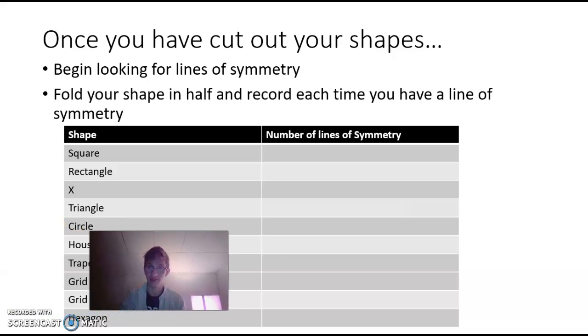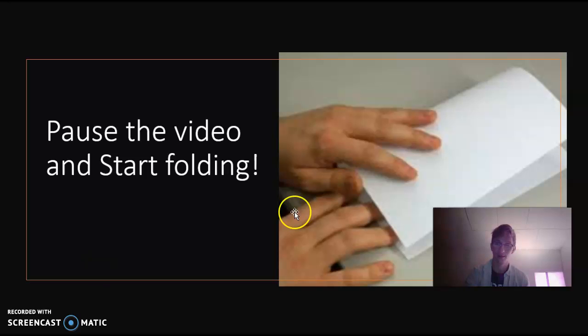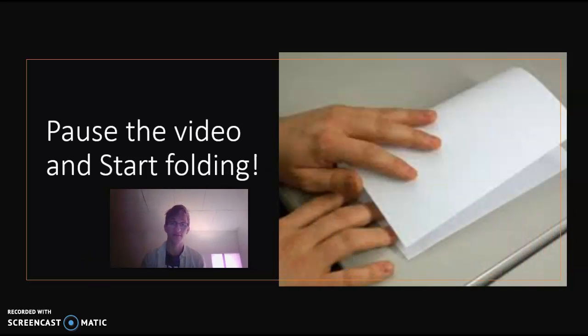So now that you've cut out your shapes, go ahead and start folding those shapes along either halfway, long ways, diagonally, and try folding them in all sorts of different ways to see if you can find lines of symmetry. Go ahead and explore that with each of those shapes. And then on a separate sheet of paper, jot down this little table where it has each of those shapes listed and then the number of lines of symmetry. Alright guys, go ahead and pause the video and start folding. I'll be doing this activity with you and then we can compare. Alright, pause it now guys.